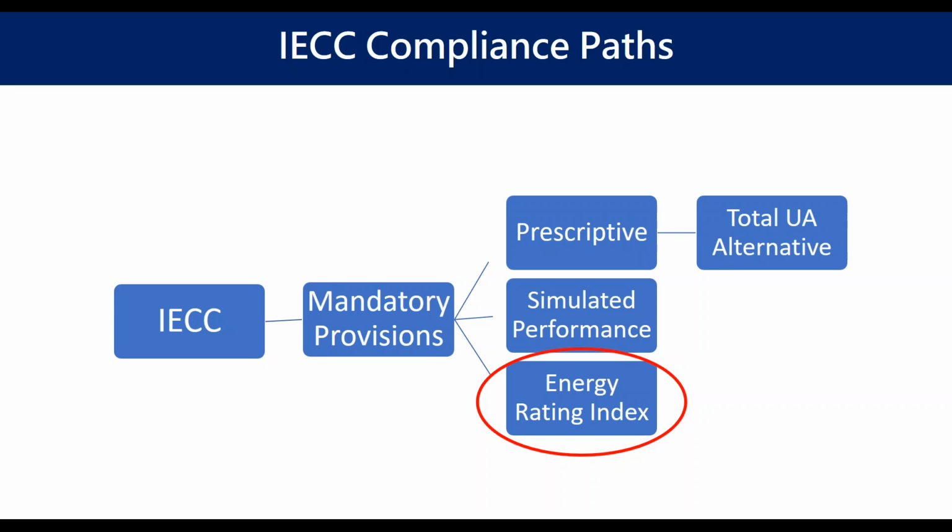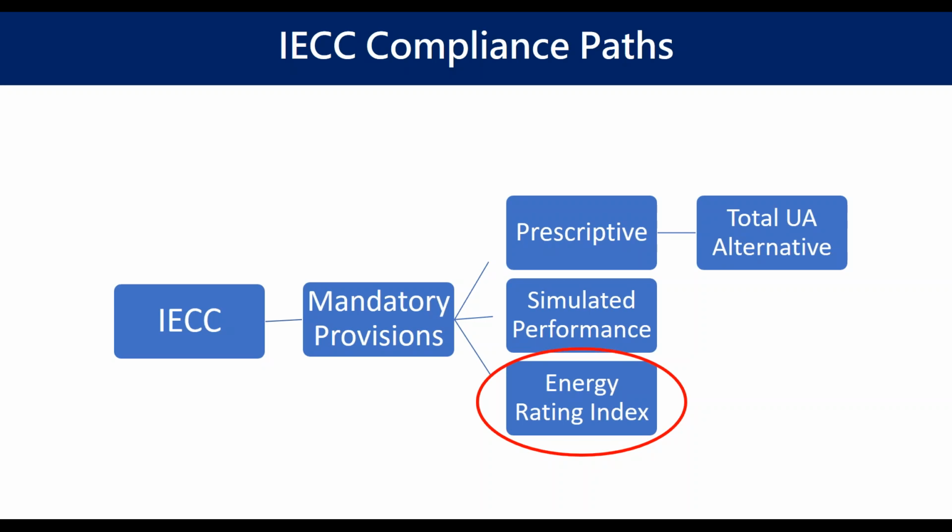And then there's also a total UA alternative compliance. And if you've ever received a REScheck documentation for compliance, then that builder is using the total UA alternative. There's also a simulated performance path, which is another performance option within the IECC. And then finally is the newer path, which is the Energy Rating Index.